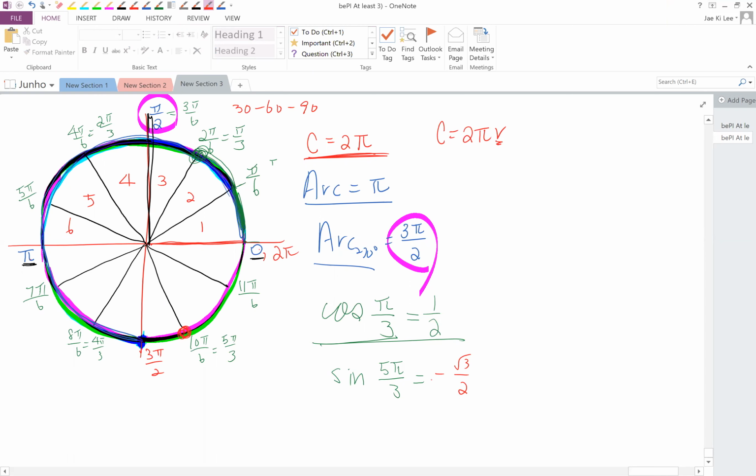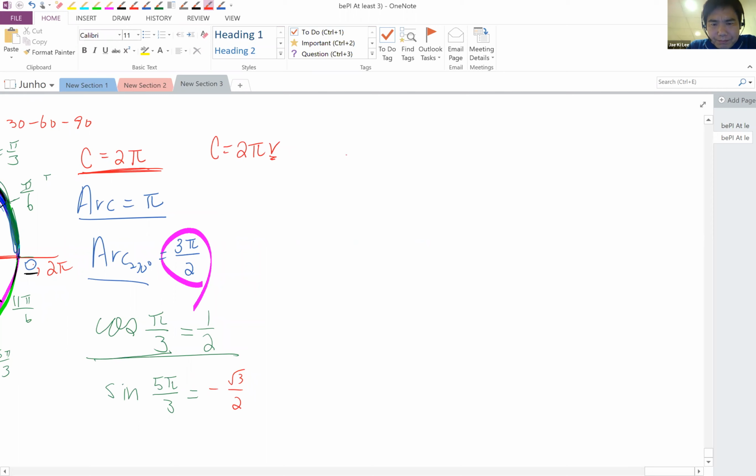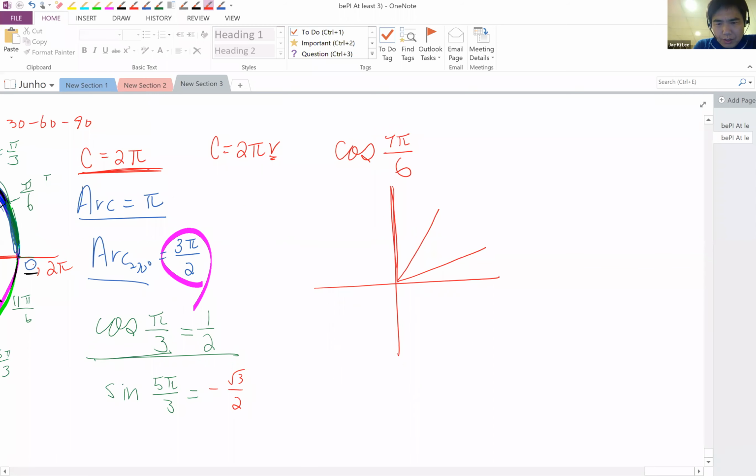Now, the same situation. Let's evaluate sine and cosine values without having the unit circle. So I'm going to give you cosine 7 pi over 6. Then you can just count them here: 1, 2, 3, 4, 5, 6, and 7. So 7 is right here.